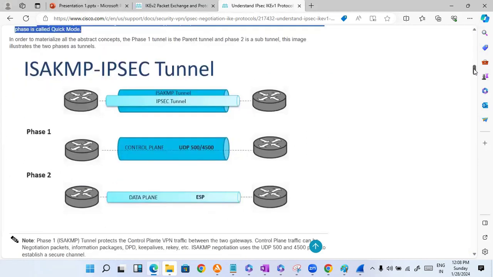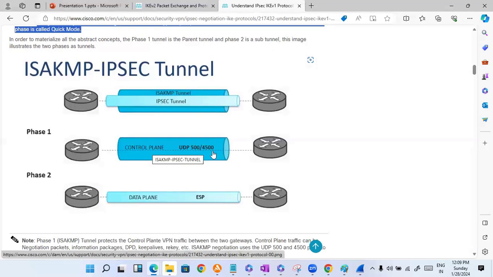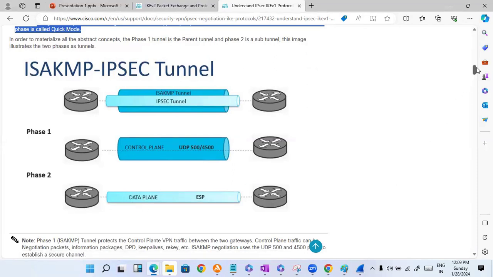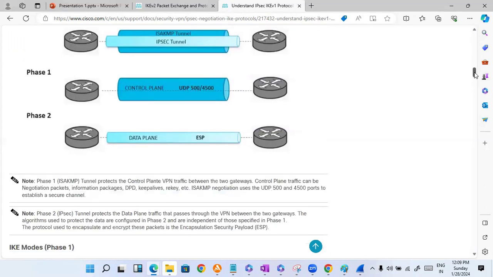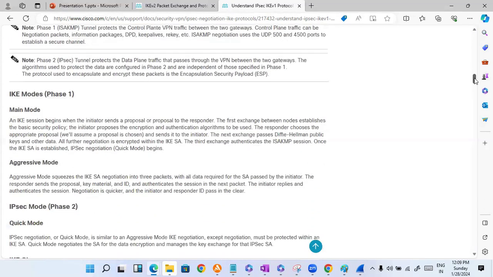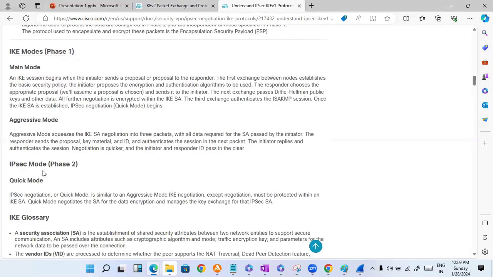And the data plane and control plane. This is the data plane on this port, and the control plane on the ESP. So the ESP packet is a part of phase 2, for the data transmission. And the IPsec messages will be the same. In IPsec negotiation, quick mode is similar to aggressive mode. Aggressive mode and quick mode are the same in terms of negotiation.